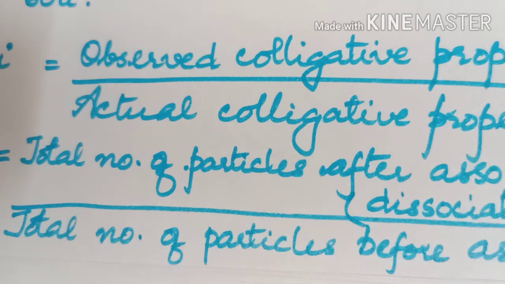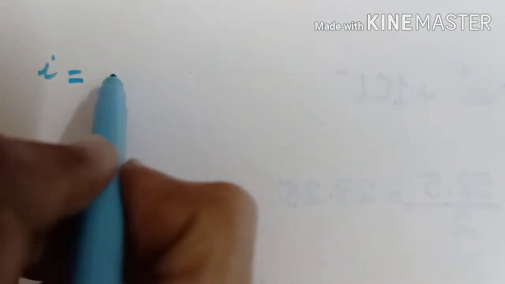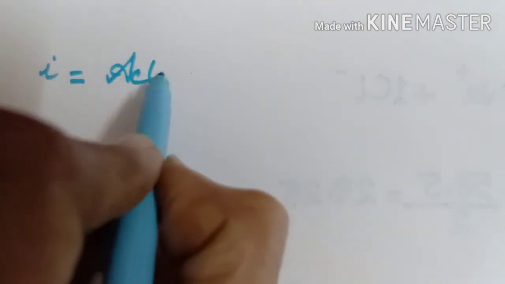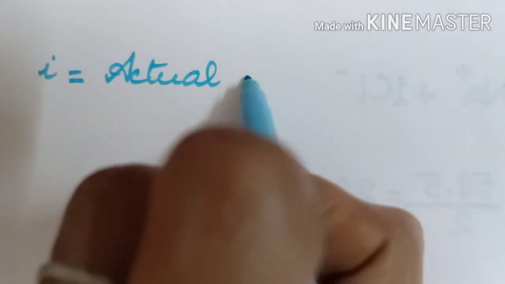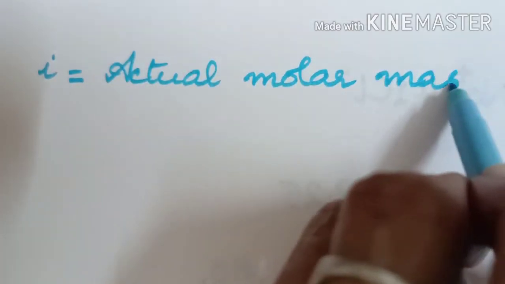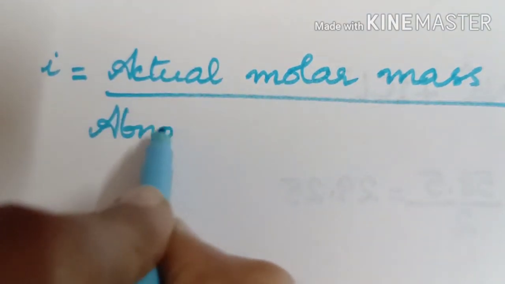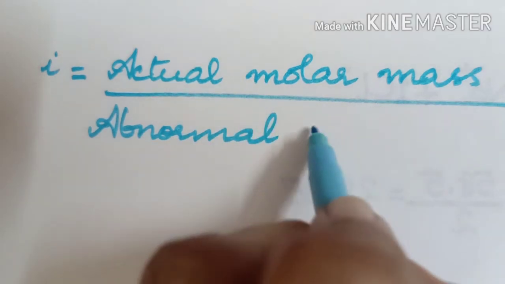This also can be related to the molar masses. You find i is also related to the actual molar mass divided by the abnormal molar mass.